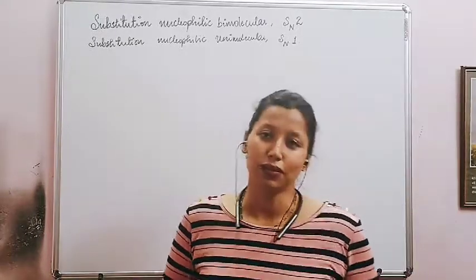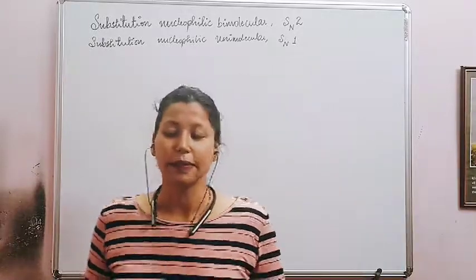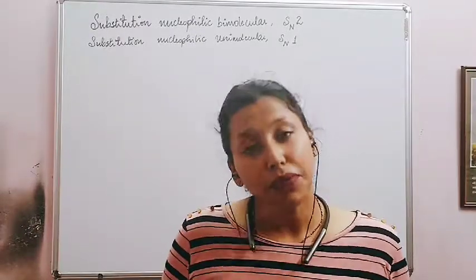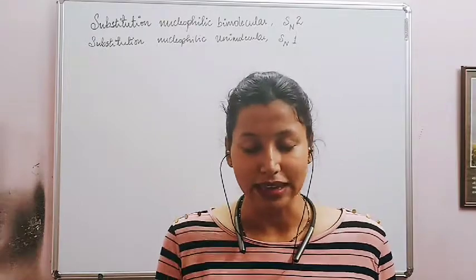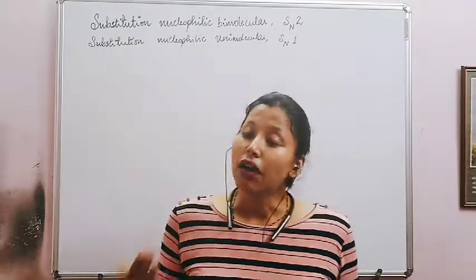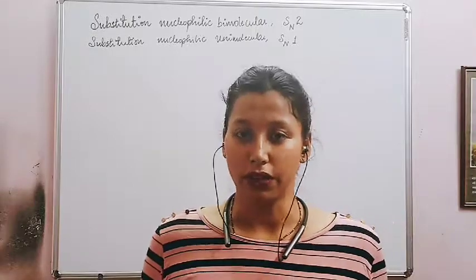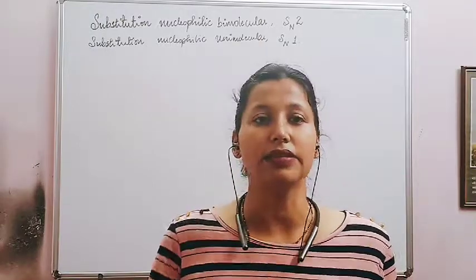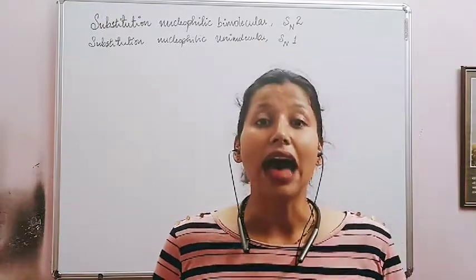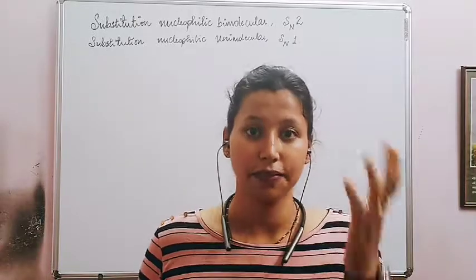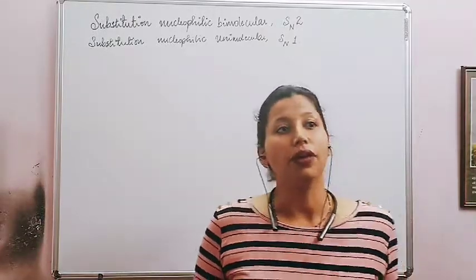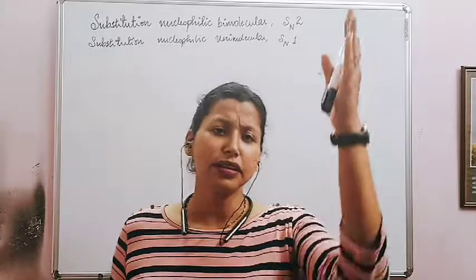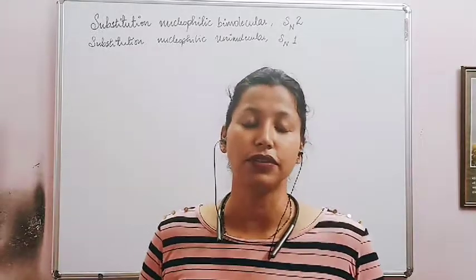So we are doing the organic chapter, that is haloalkanes and haloarenes. So far in this chapter we have learned about nomenclature and preparation of haloalkanes and haloarenes. After that we covered the physical properties of haloalkanes. Next we started with chemical properties of haloalkanes. Under the chemical properties, we have discussed substitution reactions, where substitution with KOH leads to the formation of alcohol, and so on. We did a number of substitution reactions.